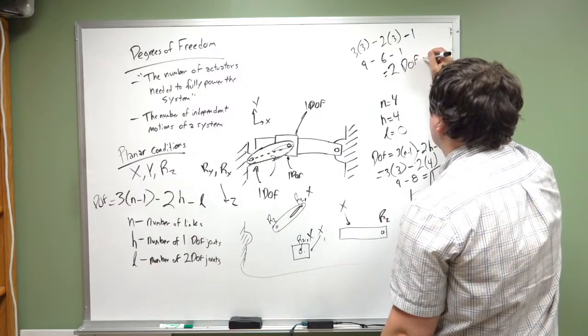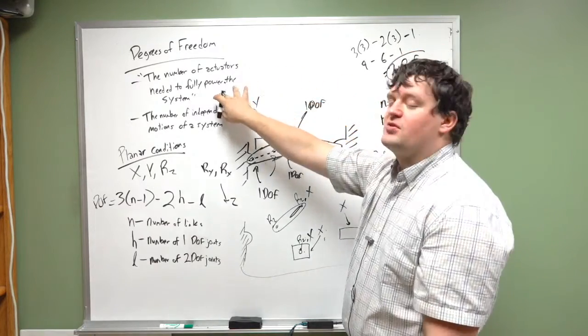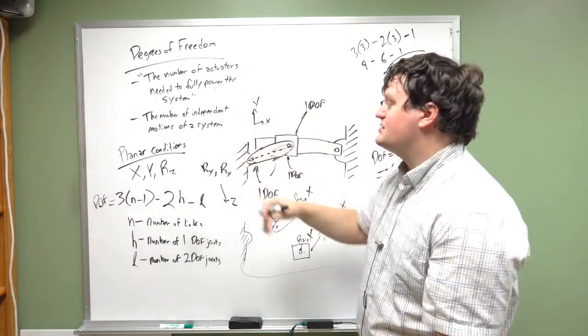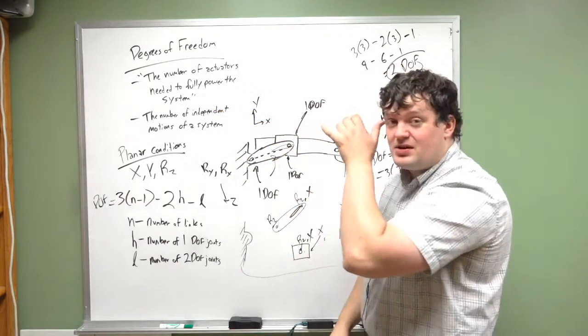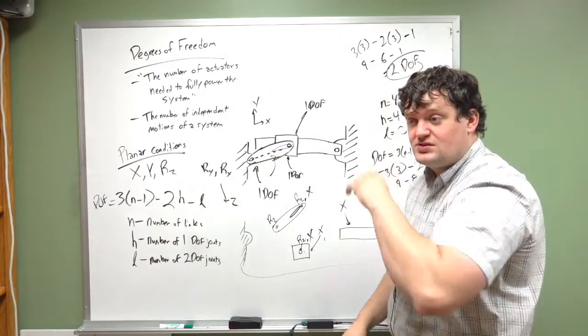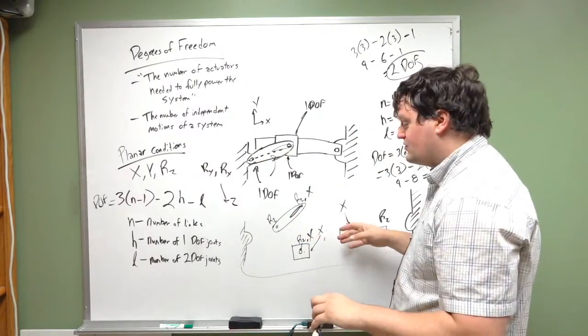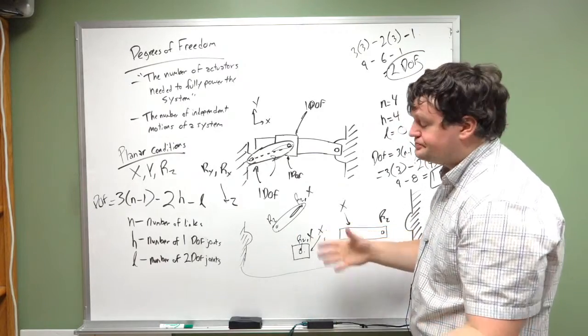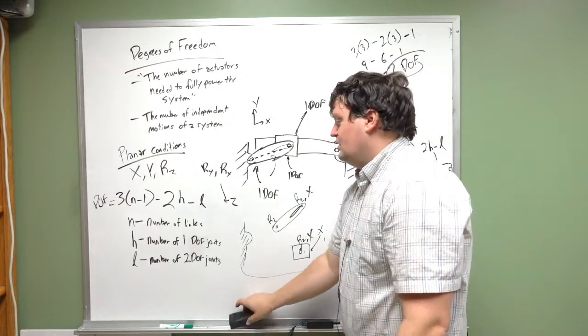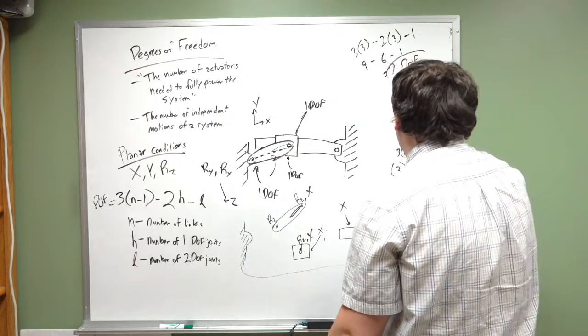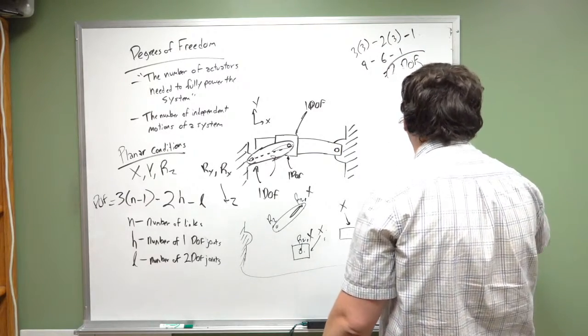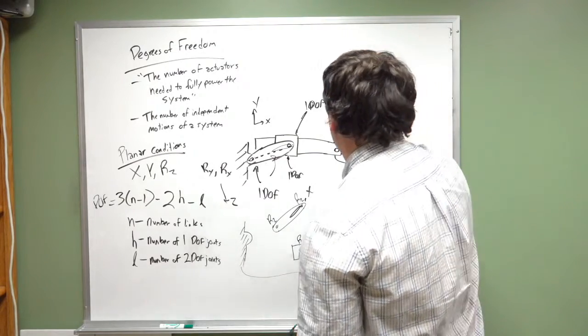You have 2 degrees of freedom in your system, which here means the number of actuators that would be needed to fully define the system, but it's also the number of independent motions of the system. You can move things without other things moving. Okay? Without any power being transmitted in the X direction here. So that's one example of a planar degree of freedom system.